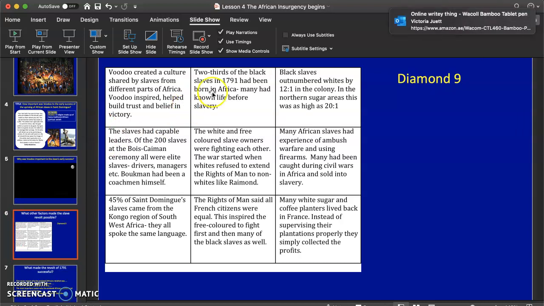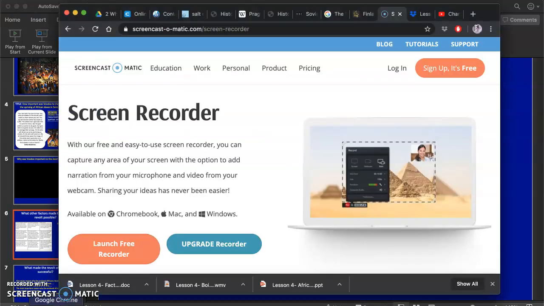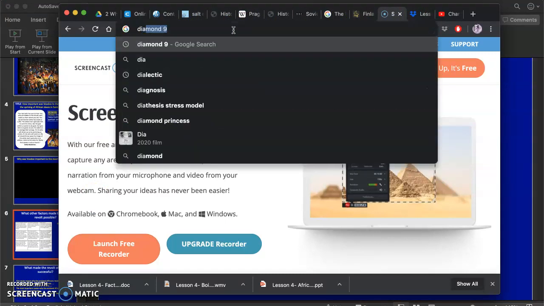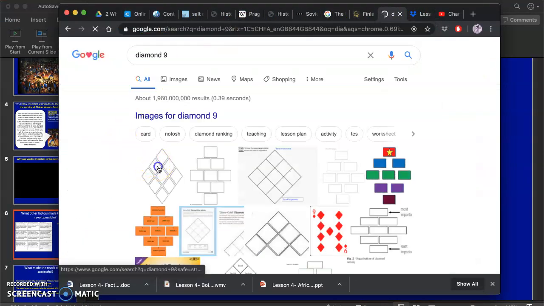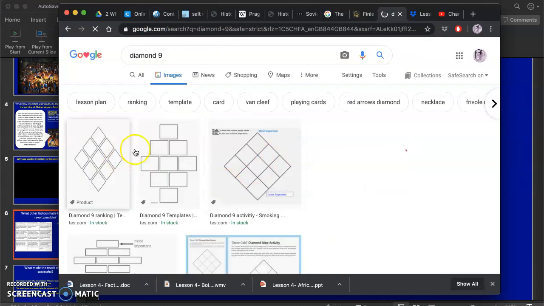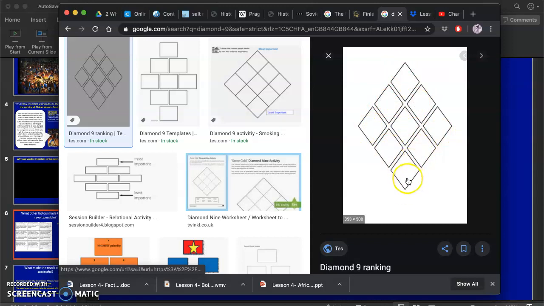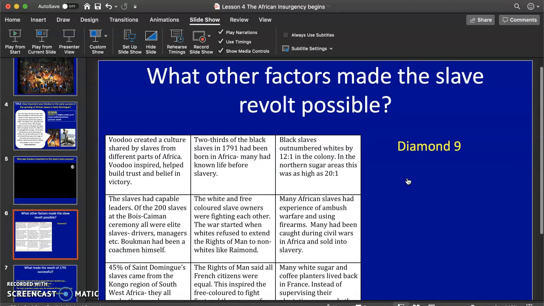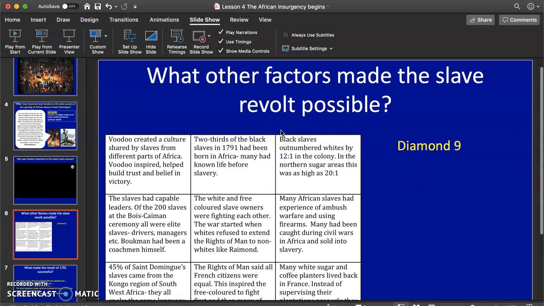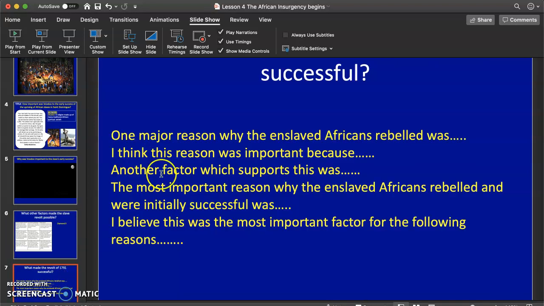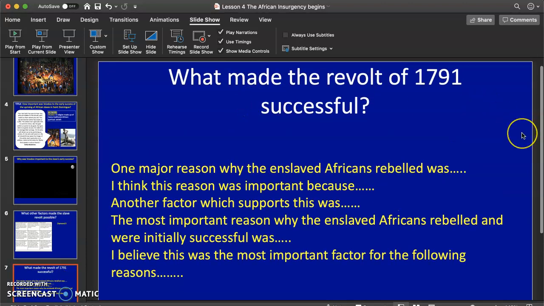But anyway, go through these 9 different factors here, and then I want you to put them into what we call a diamond 9. I'll show you what diamond 9 looks like. Just go into there, diamond 9. So this is a diamond 9, it's a very simple sort of thing. You've got 9 factors. You put the most important one at the top, next to below it, following 3 important ones below that, lesser important 2 beneath those, and then finally the least important reason why the slave revolt was possible at the bottom. Okay, when you've done that, you are ready to move on to the extended writing piece.